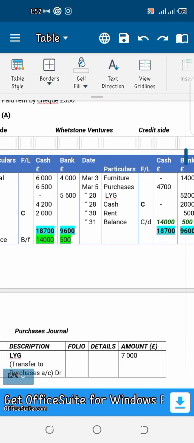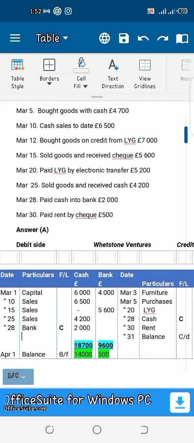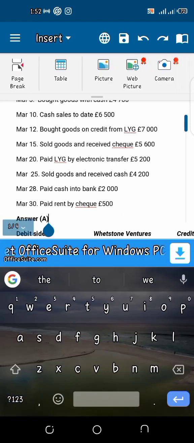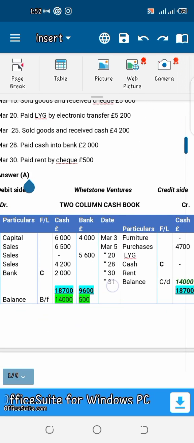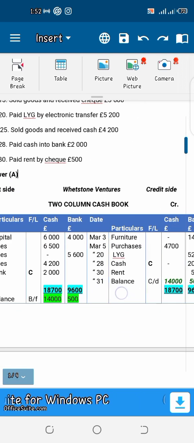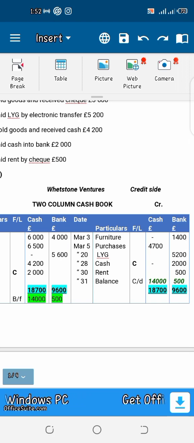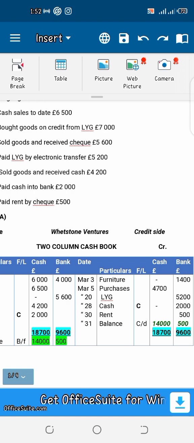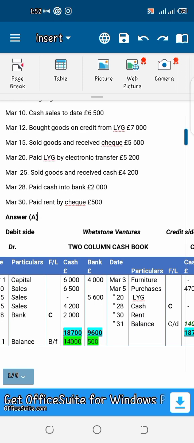Now we go to the credit side. March 20th. Before March 20th, we have March 12. March 12, bought goods on credit from LYG 7,000. When goods are bought on credit, they are not entered into the cash book. That is why we don't see any entry indicating March 12 goods were bought.